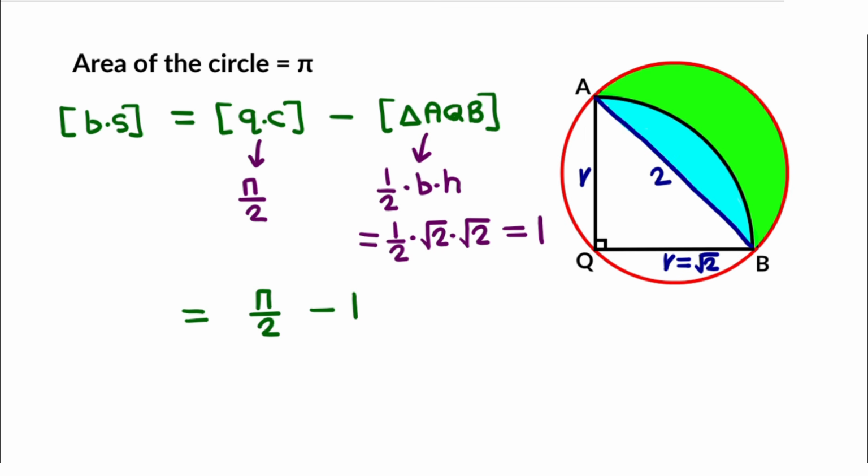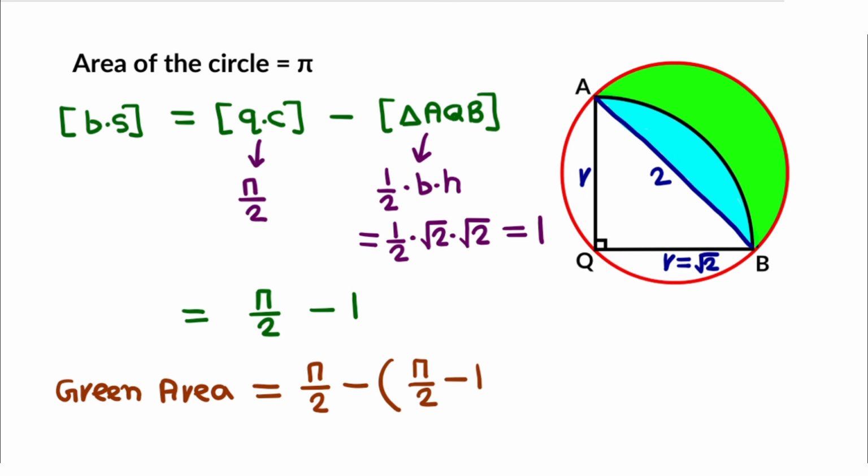And now it's time for the grand finale. Look at the green region. It's simply the entire upper semicircle of the large red circle, minus the blue segment. The entire red circle has area pi. So the top semicircle has area pi divided by 2. Therefore, green area equals pi divided by 2 minus the quantity pi divided by 2 minus 1.